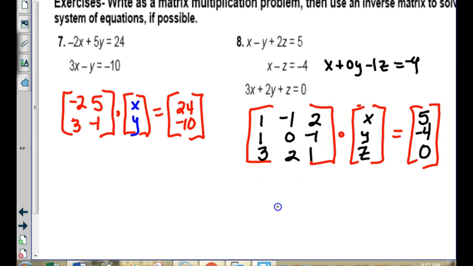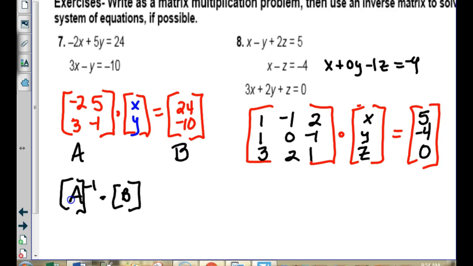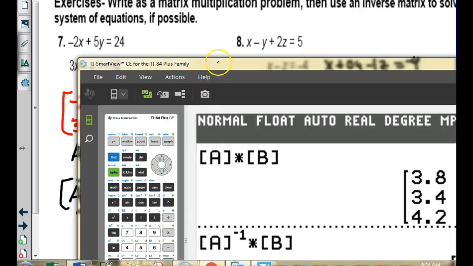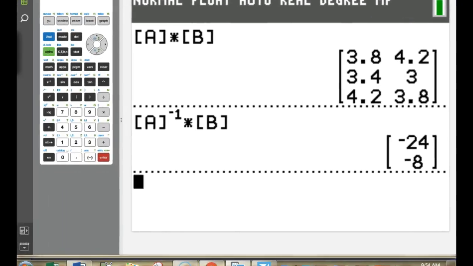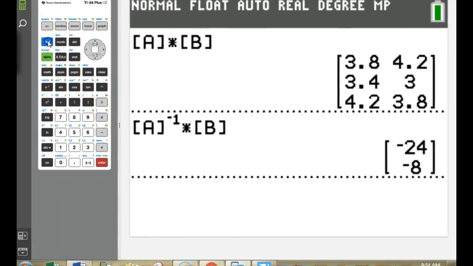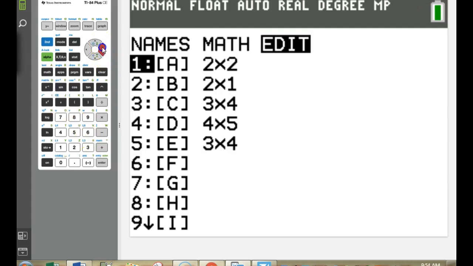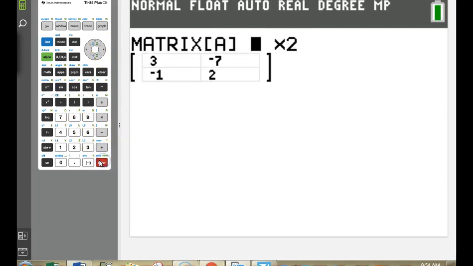All right. So let's do number 8. If somebody's speedy and wants to go back and do number 7 for us, you put this in A, you put this in B, and then you do inverse of A times B on your home screen. And it's going to give you the XY matrix. I'm going to demonstrate 8, but you guys can probably get both of them done in the amount of time it takes me to do 8. So if I'm doing 8, I need a 3 by 3.